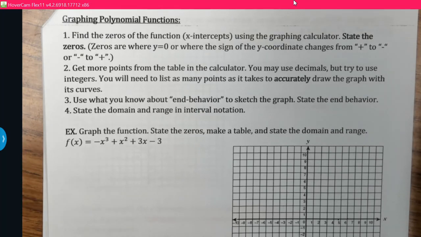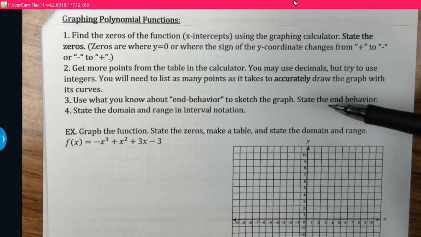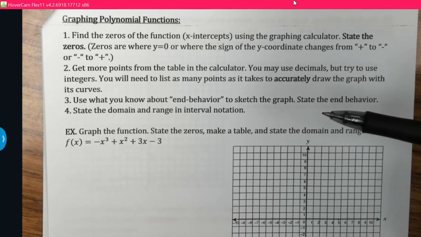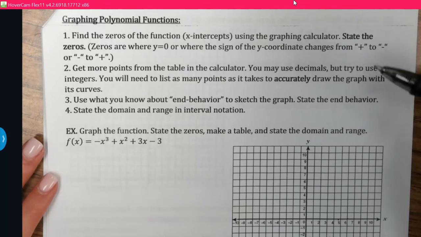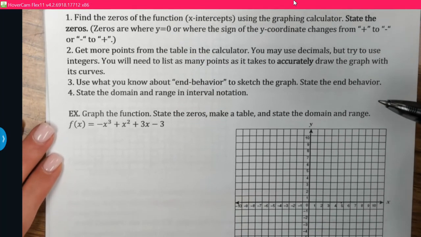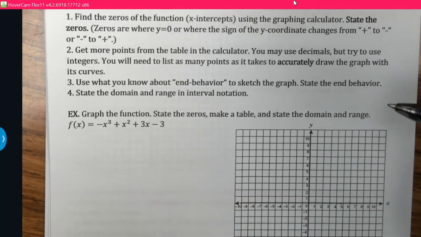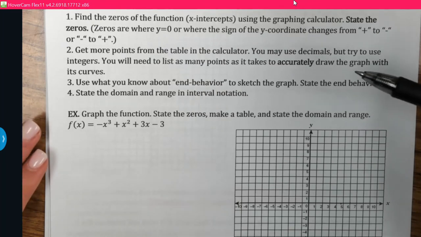Here, it's not going to be like quadratic where we specifically did a vertex, 2 points above, 2 points below. You are going to have to get as many points as possible to accurately draw that graph. Now, it's going to be different for all of you, but if I cannot tell what your graph and curves look like, you're going to get points taken off. So make sure that you have enough points in your table to show me that curve. It never hurts to do more than you need, just so that you don't get points taken off for that.